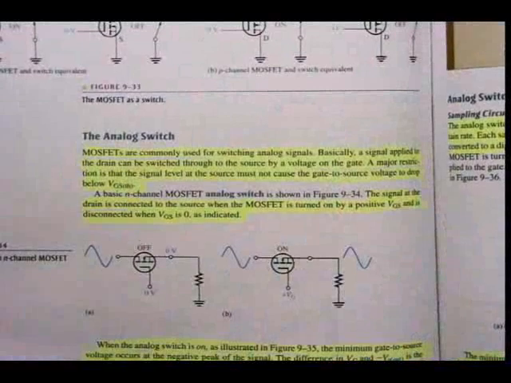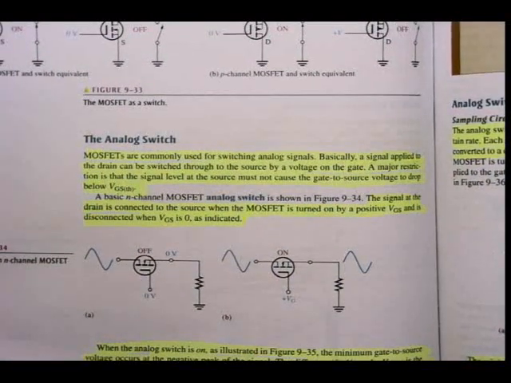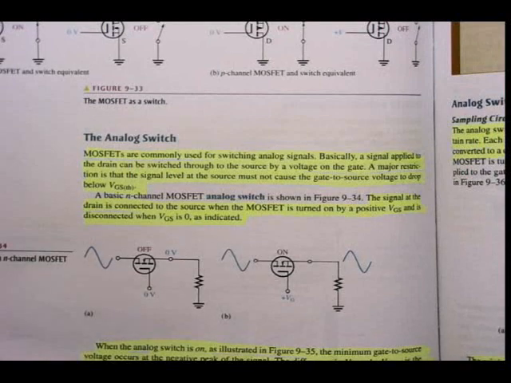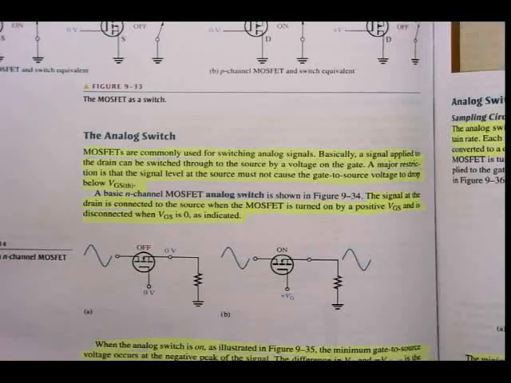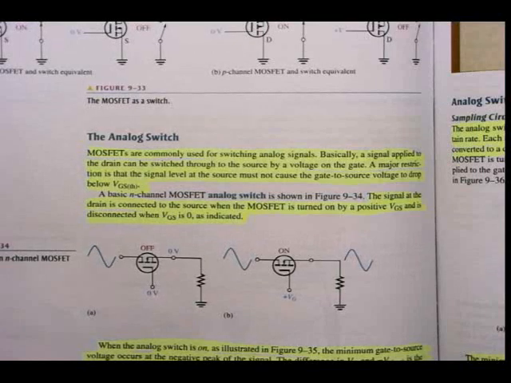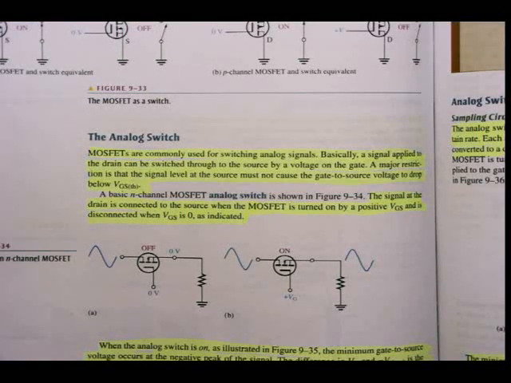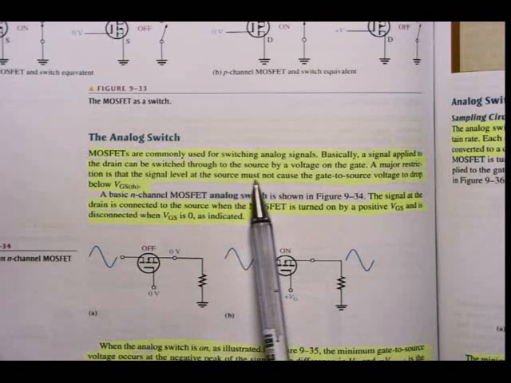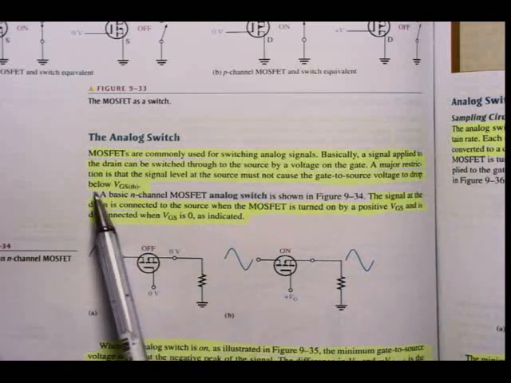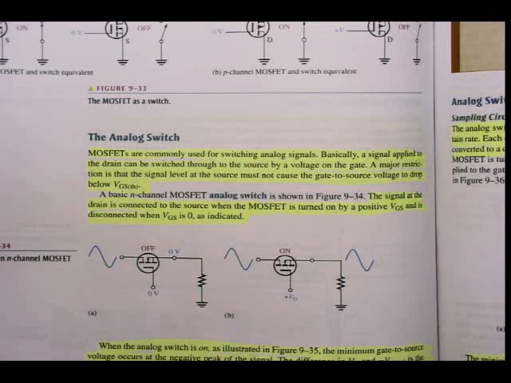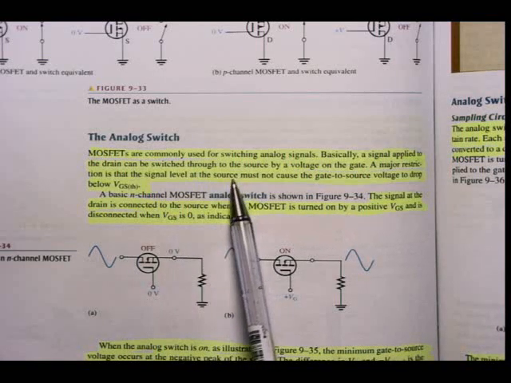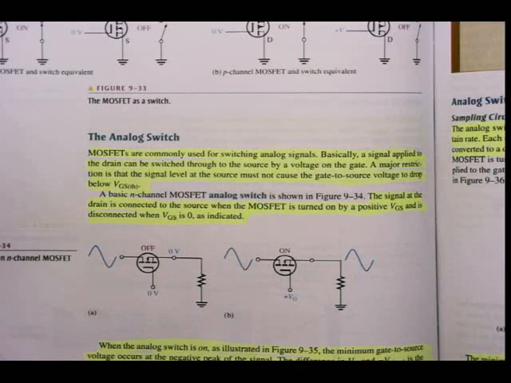The analog switch, also just below figure 9.33, MOSFETs are commonly used for switching analog signals. Right? Basically, a signal is applied to the drain and can be switched through to the source by a voltage on the gate. Major restriction is that the signal level at the source must not cause the gate to source voltage to drop below VGS threshold. Please underline that. That is important. The major restriction is that the signal level at the source must not cause the gate to source voltage to drop below VGS threshold.